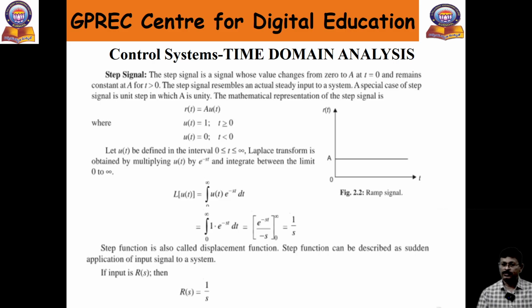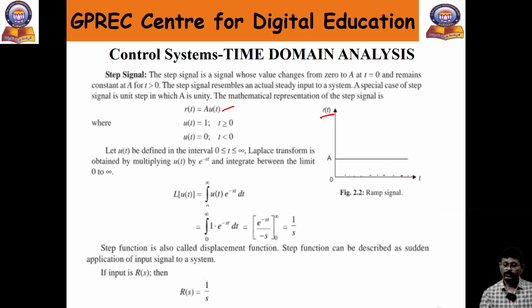The value is constant, but the time is varying. You can observe here that time is varying but the value is constant, just like a DC in our electrical system. So I generally represent it as r of t equals A into u of t, where u of t is 1 when t is greater than 0 and u of t equals 0 when t is less than 0. Now let us find the value in the s domain.